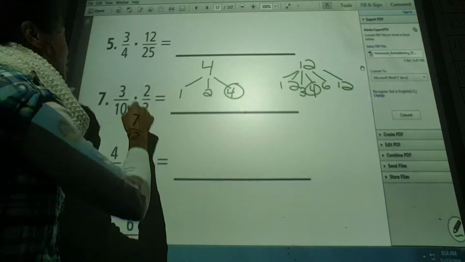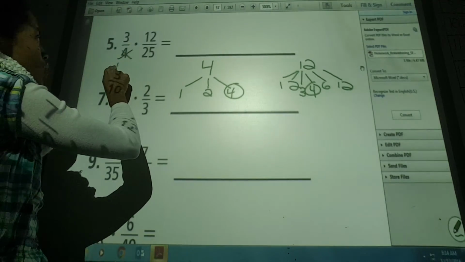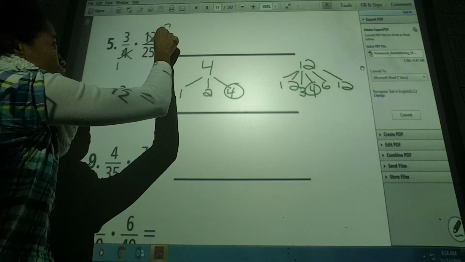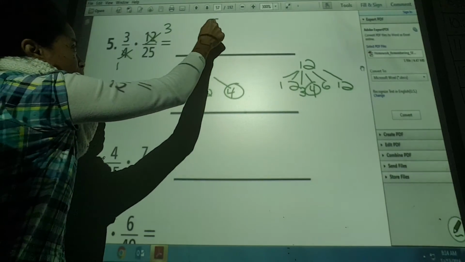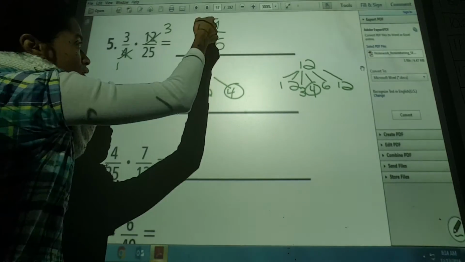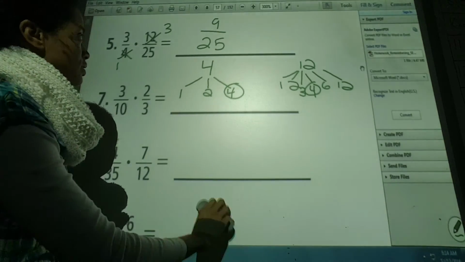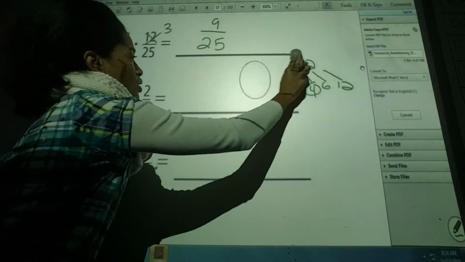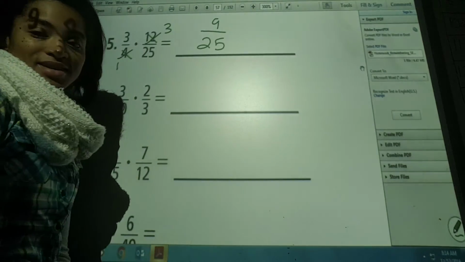Right. All right. So 4 divided by 4 gives us 1. 12 divided by 4 gives us 3. 3 times 3 gives us 9. 1 times 25 gives us 25. Double check, make sure you cannot simplify your answer. And that's it. All right.